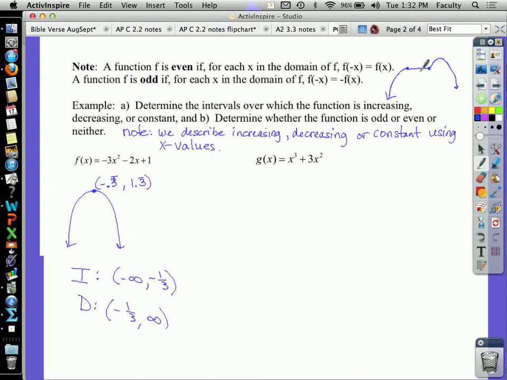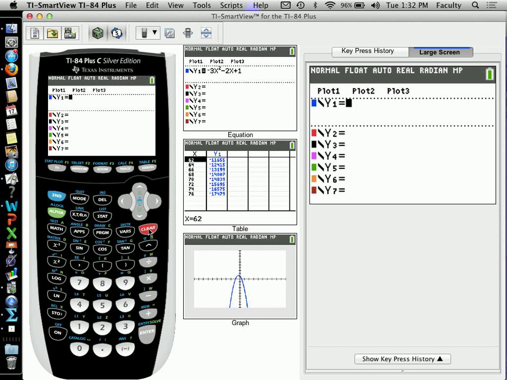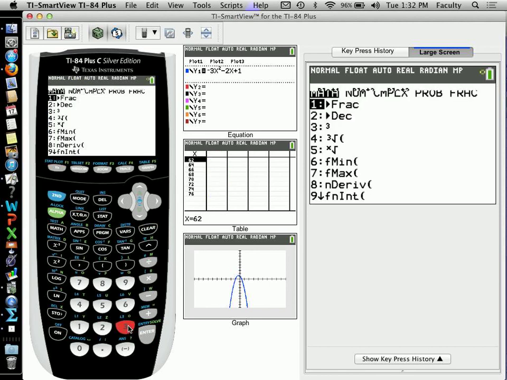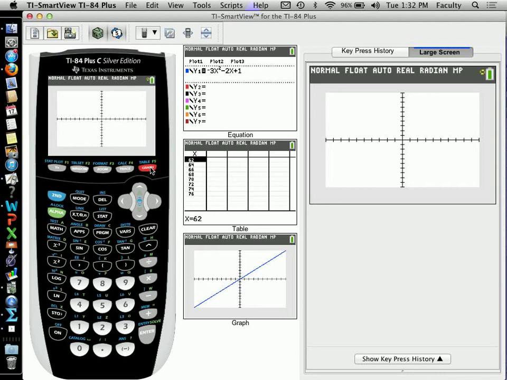All right, g of x. Let's go ahead and put this in the calculator. So go to your y screen. G of x was x cubed plus 3x squared. Now I'm on the standard window. And you can see that we have a relative maximum and a relative minimum. We have both. So let's go find both of them.